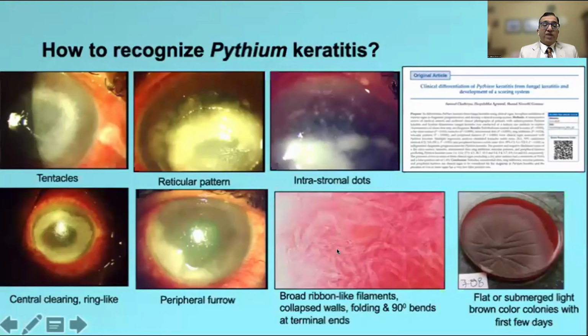And the second problem that we face with it is that, because we think it to be a fungi, Pythium are not susceptible to antifungals. The Pythium cell wall doesn't contain ergosterol, and ergosterol is the main target for most of the antifungal agents. So treating Pythium with antifungal agents doesn't give you a good outcome. And initially, when we did not know much about how to treat Pythium, we used to get a lot of perforations and we used to lose the eye, and we had to resort to early therapeutic penetrating keratoplasty.